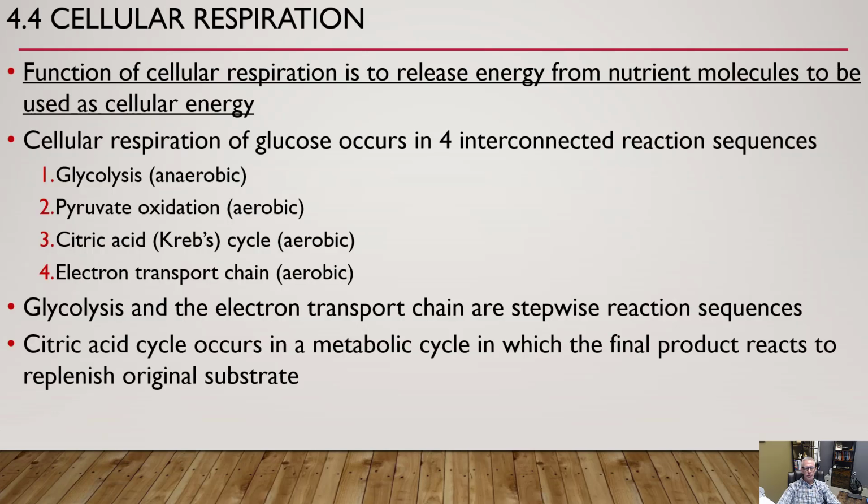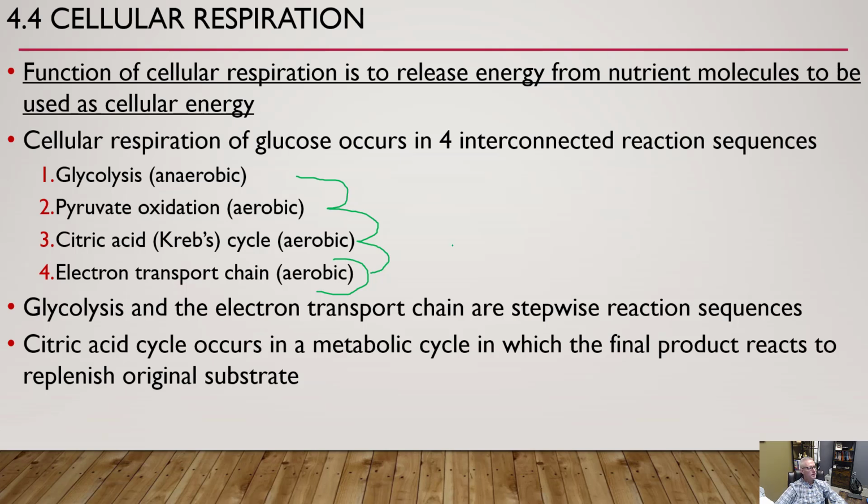All right, so cellular respiration. So remember, this is at the cellular level. And basically, it's to release energy from the nutrient molecules to be used for cellular energy. We see this in four kind of interconnected reactions. There's three reactions that go like reaction 1, 2, and 3. And then, so glycolysis happens, then pyruvate oxidation happens, then citric acid cycle happens. But this electron transport chain kind of happens simultaneously with the first three.